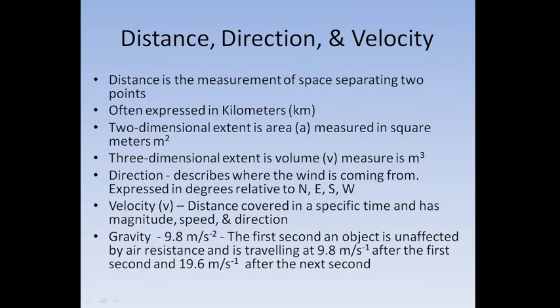Direction describes where the wind is coming from, expressed in degrees relative to north, east, south, and west. Velocity is the distance covered in a specific time and has magnitude, speed, and direction. And gravity is 9.8 meters per second. So the first second, the object is unaffected by air resistance and is traveling 9.8 meters per second after the first second, and then 19.6 meters per second after the second second.